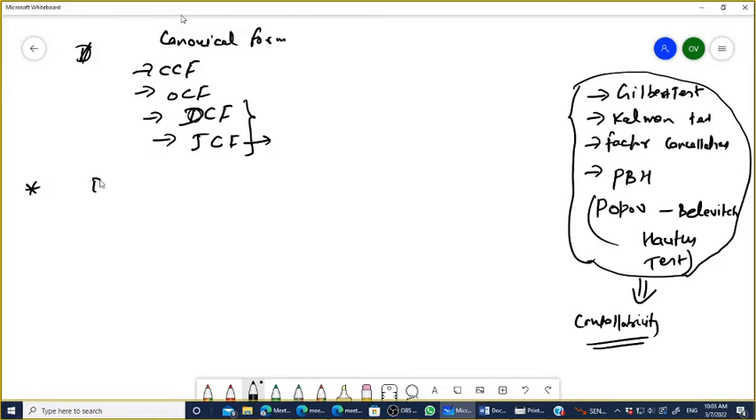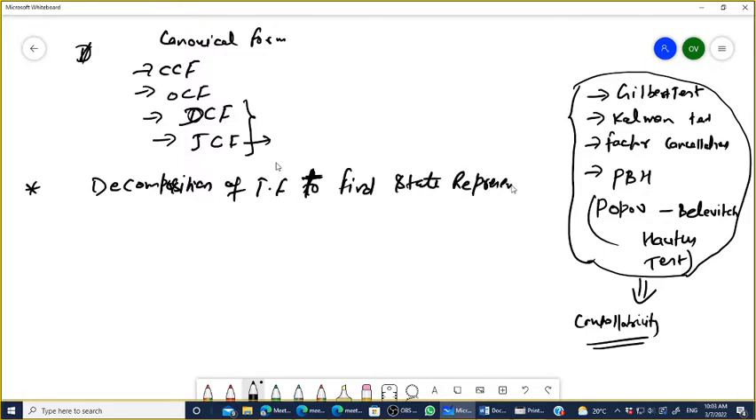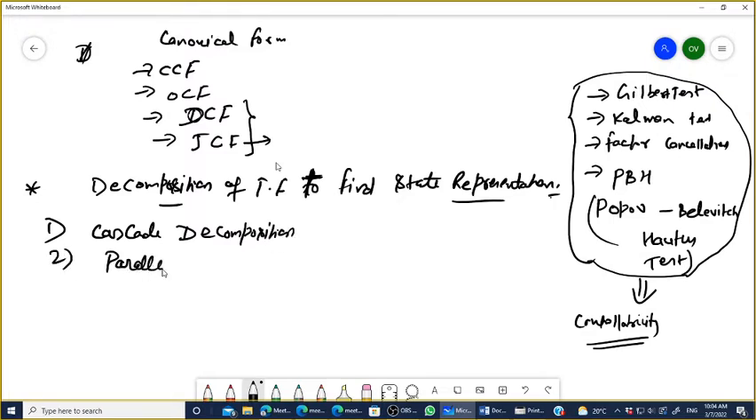Okay. Now we are going to study the decomposition part: decomposition of the transfer function to find a state representation. First is the cascade decomposition. Second one is the parallel decomposition.